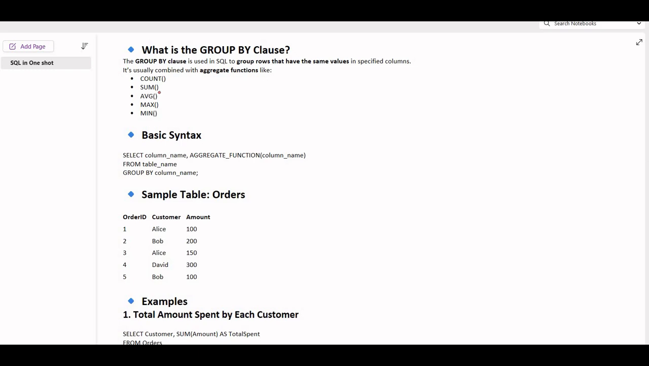So what is a GROUP BY clause? The GROUP BY clause is used in SQL to group the rows that have the same values in specified columns. Basically, GROUP BY is usually combined with aggregate functions, which we have seen previously. See, these are the basics. Syntax is very important.